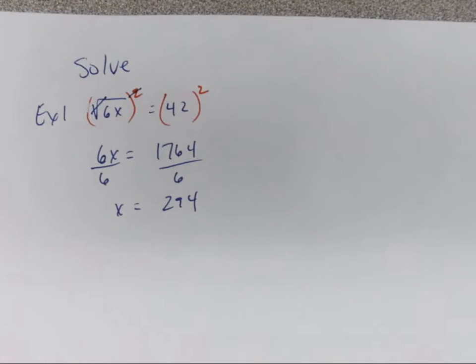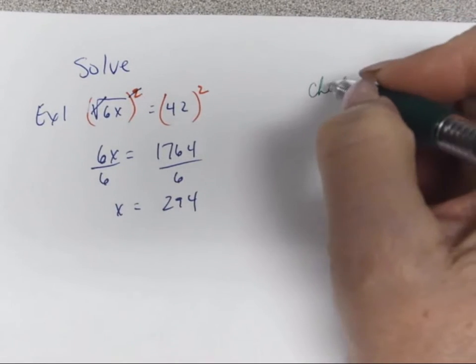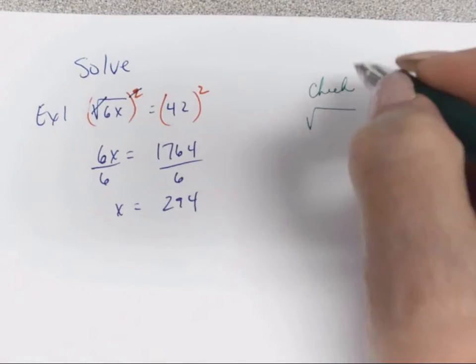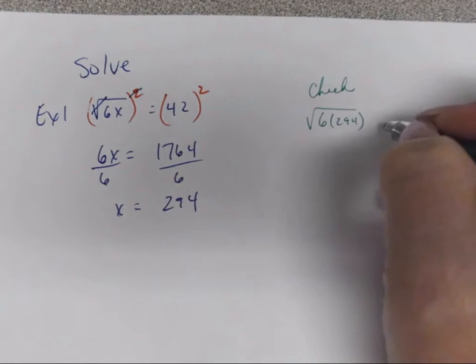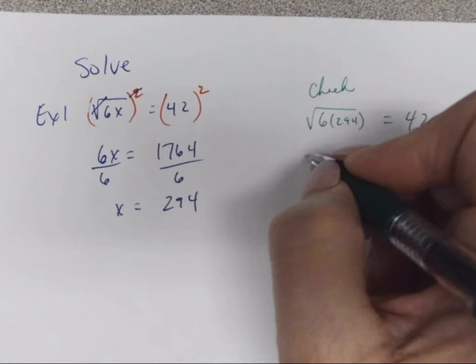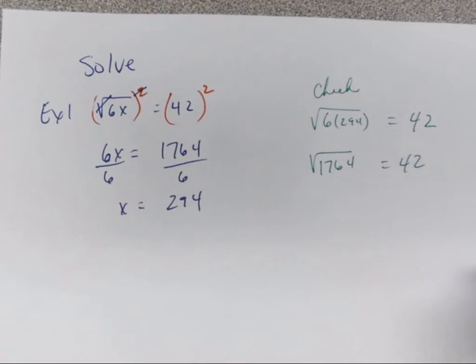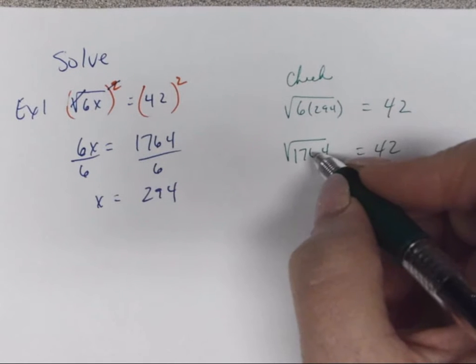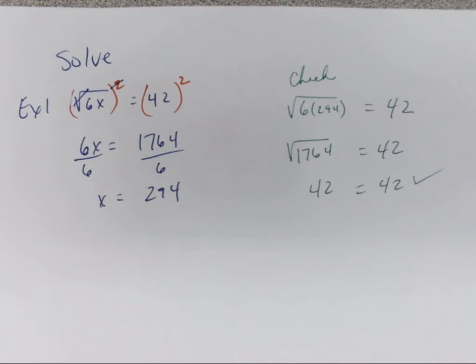Now, what I was telling you at the beginning when we were looking at the handout is that you have to come over and check your solutions. So what we need to do is plug 294 in for x. And we want to know, does it equal 42? So 6 times 294 will get us 1764. The square root of 1764 is 42. 42 equals 42, so our solution is fine.